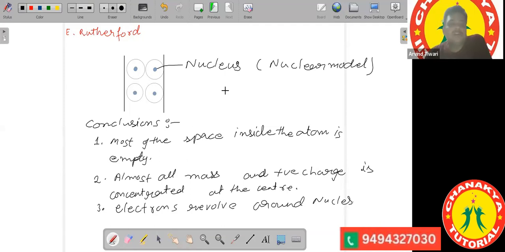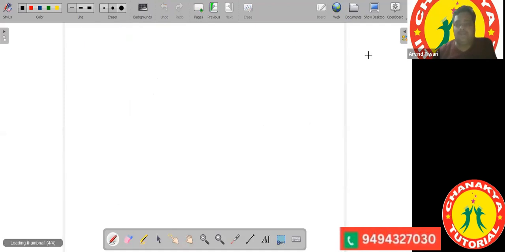So within the nucleus, all the mass of the atom is concentrated, and hence most of the space inside the atom is empty. Okay. So now this was quite clear. Everything was understood. There was just one major problem with this model. And the major problem was that he said that electrons revolve around the nucleus just like the planets are revolving around the sun. So he assumed them to be similar to the planets.